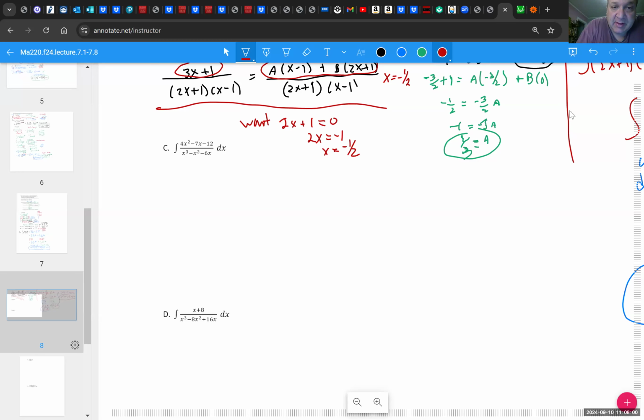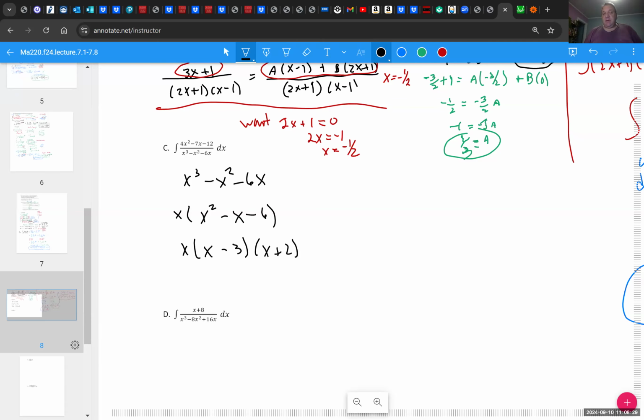For the x cubed thing on the bottom, you'll notice that they all have a factor of x in them. So this x cubed minus x squared minus 6x can be factored to x times (x squared minus x minus 6). And that thing inside the parentheses can be factored further to (x minus 3)(x plus 2). So I got 3 factors here: x, x minus 3, x plus 2. Again, please verify that my factoring is correct, and then let me know if it's not, so I can redo this video with the correct factorization. Hopefully it's correct. I can double check.